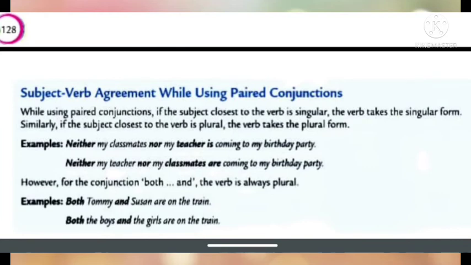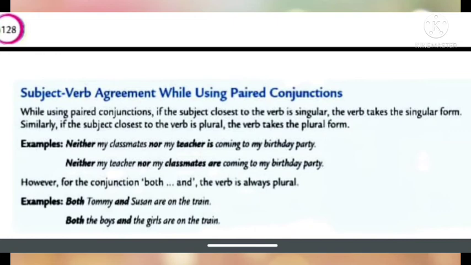Okay. You all know what is subject-verb agreement. It is concord. Subject-verb agreement means if the subject is singular, we have to use singular verb. If the subject is plural, we have to use plural verb. Now let's see how it can be applied while using paired conjunctions. While using paired conjunction, if the subject closest to the verb is singular, the verb takes a singular form. Similarly, if the subject closest to the verb is plural, then the verb takes a plural form. We'll see examples for your better understanding.